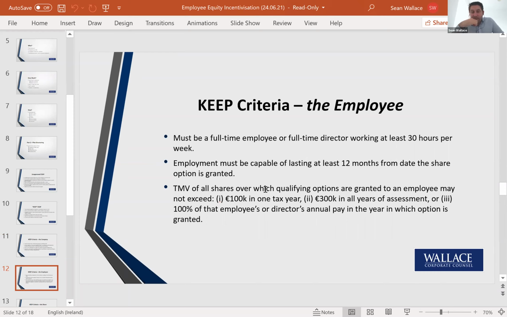I think it's important to look at the employee criteria as well. So it's got to be a full-time employee or director working more than 30 hours a week. You can see, once Revenue get involved here, it's very prescriptive as to the criteria that need to be employed. And then the total market value, or TMV, is very prescriptive as well. It can't be more than 100 grand in any tax year, or 300 grand. And again, if you've got a company on a trajectory like this, that ceiling can be easily exceeded by certainly senior people in the organization.